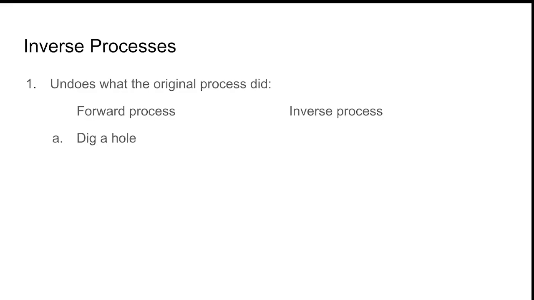So maybe we need to dig a hole, and the inverse process to that would be to fill the hole. So maybe we're planting a tree: dig the hole, put the tree in it, fill it back up with soil so that the ground is restored. In golf, if you hit a divot, you're supposed to replace it, put the soil back in, again, leave the place as you found it. So undo any damage you did.